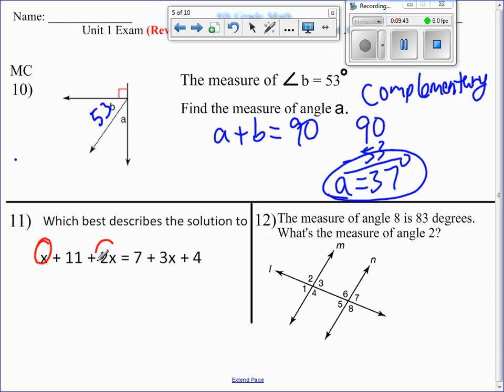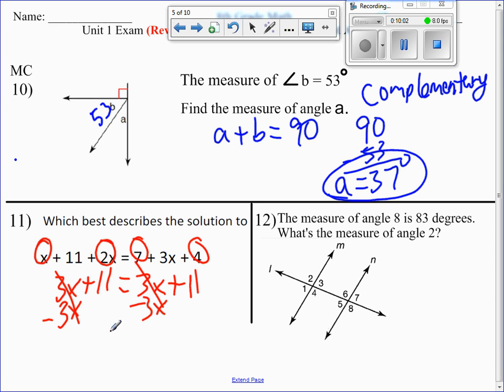On the left side, I see some like terms. 3x plus 11 equals, like terms on the right side, 3x plus 11. So if this is multiple choice, you could stop right now. Both of the sides are exactly the same, so we know there's infinitely many solutions, but if this is not, you need to show work. Minus 3x from both sides. 11 equals 11. That means there are infinitely many solutions.